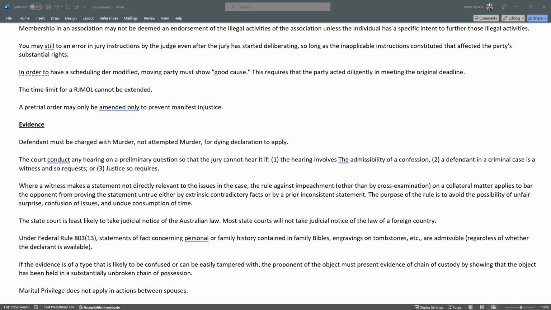The time limit for a RJMOL cannot be extended. A pretrial order may only be amended to prevent manifest injustice. Evidence: defendant must be charged with murder, not attempted murder, for dying declaration to apply.